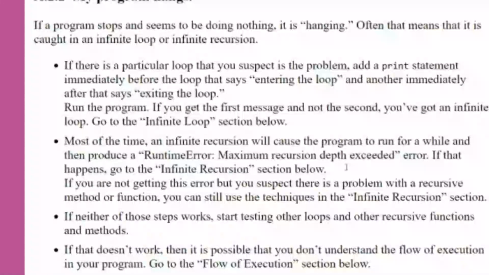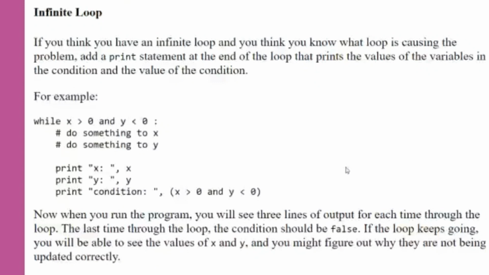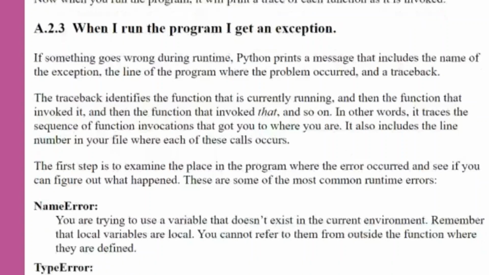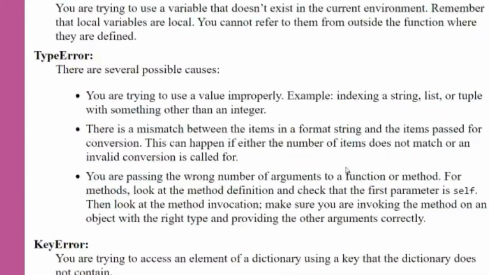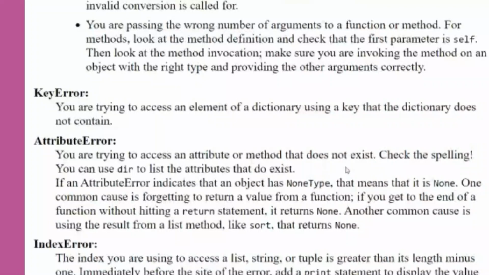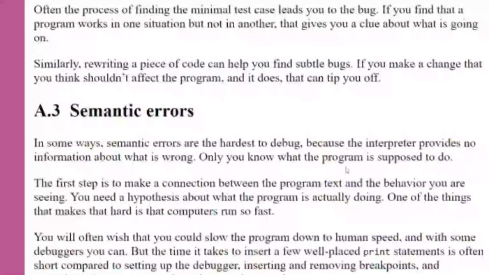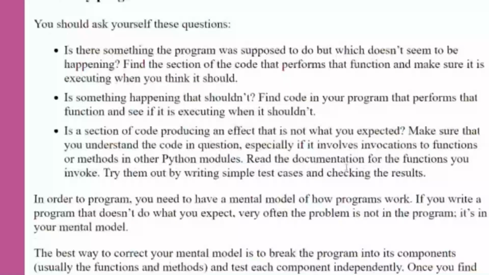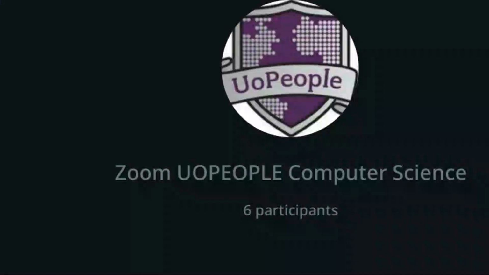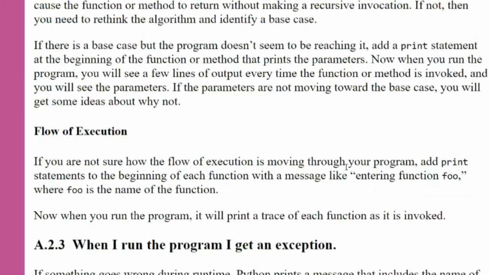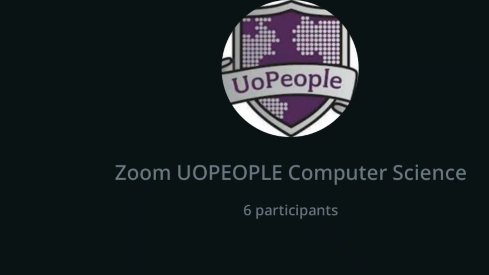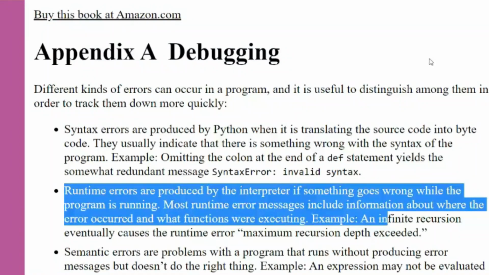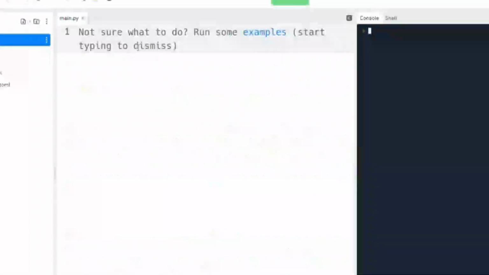Scanning through this, when I run a program, I get an exception: name error. Python prints a message: name error, type error, key error, index error. All right, okay, I was just scanning through the textbook to see if there was anything else there. But we do get an explanation from the textbook. So when you're using your references, you can quote the Think Python book for this section that I've highlighted here for runtime errors. All right, so let's try to do that runtime error, okay?